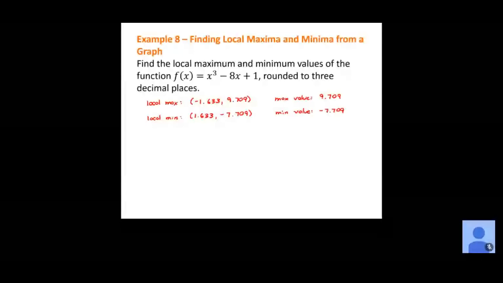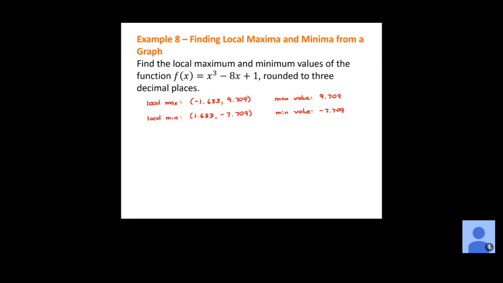So I'll switch back so you can see what I wrote there. And so again, if it just says local max or local min, then we would list out the entire ordered pair. But in this case, it does just say values. So they really just want the max and min value, the y values this time. So our max value will be 9.709, and the minimum value will be negative 7.709.